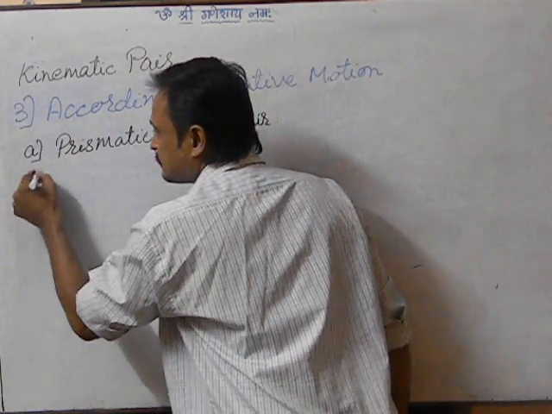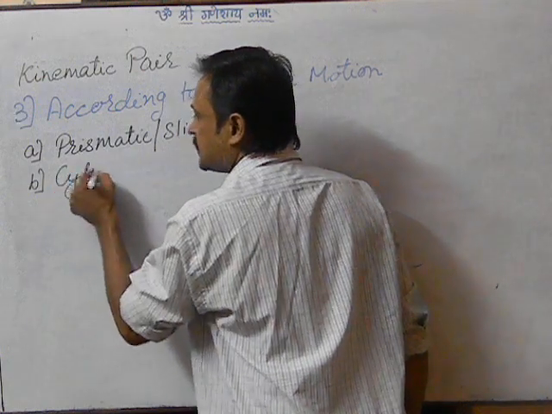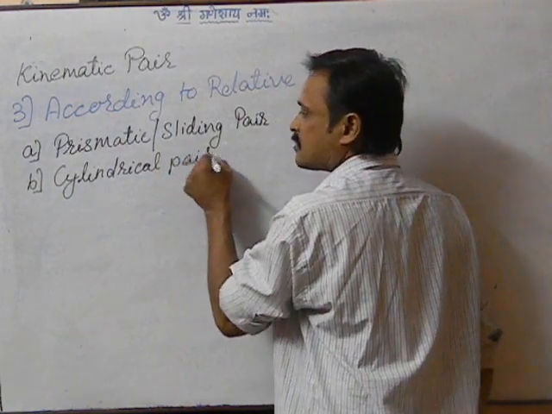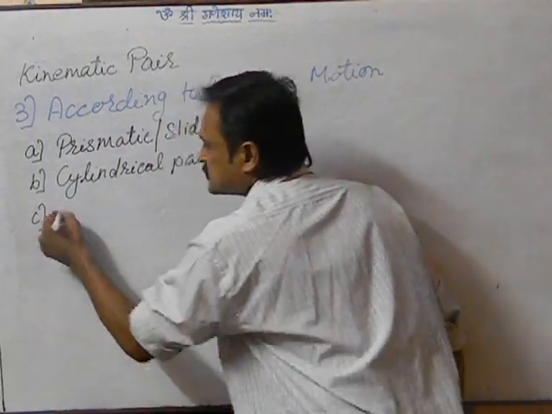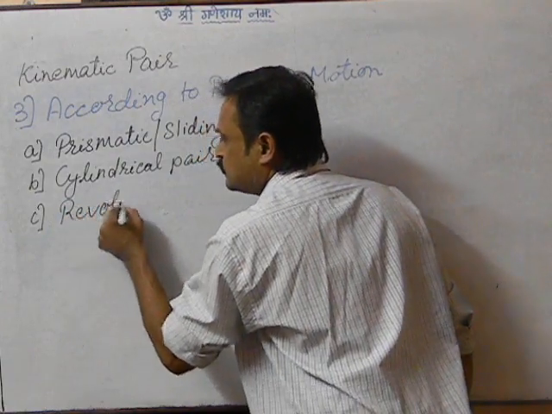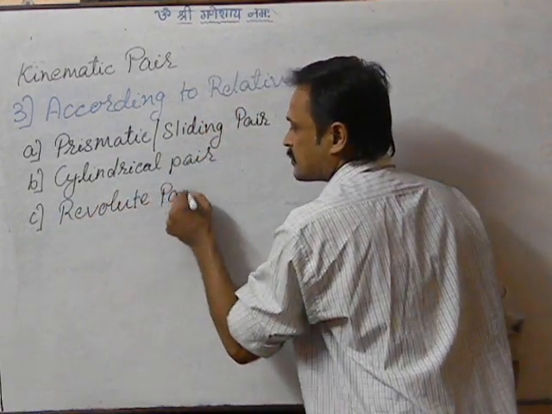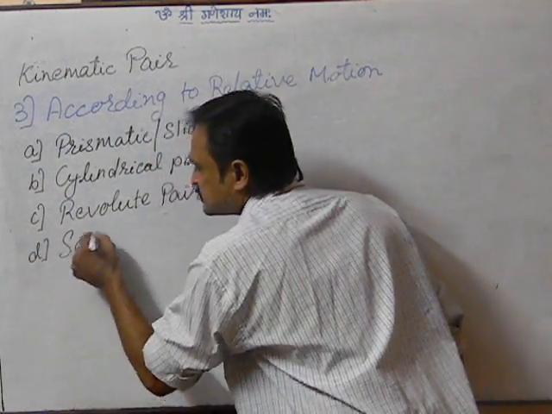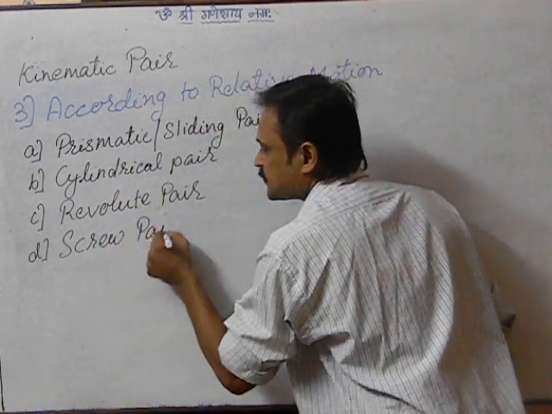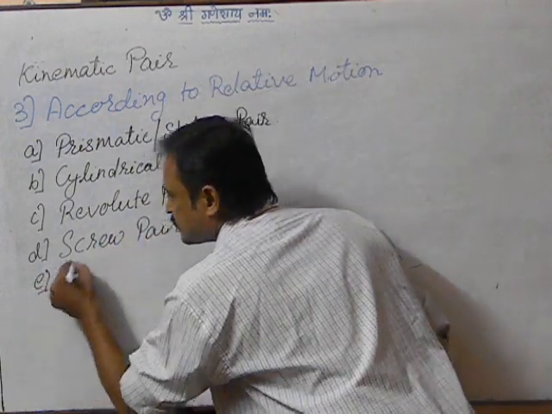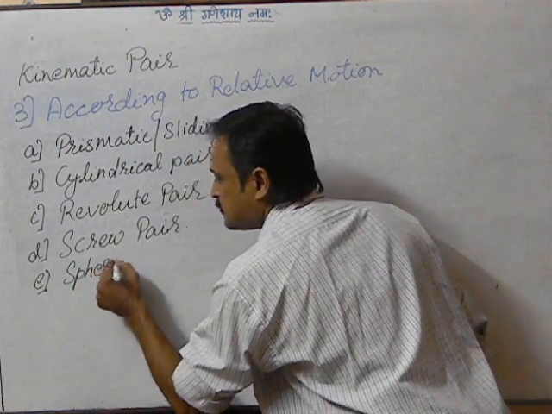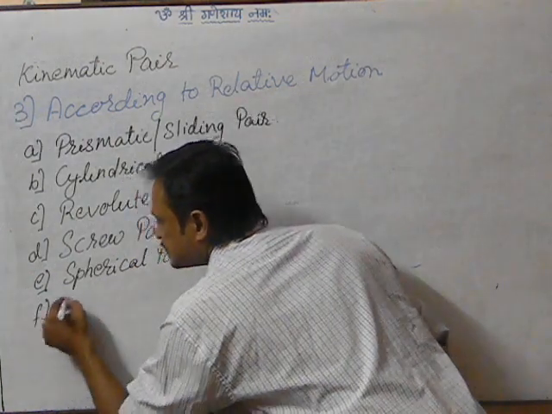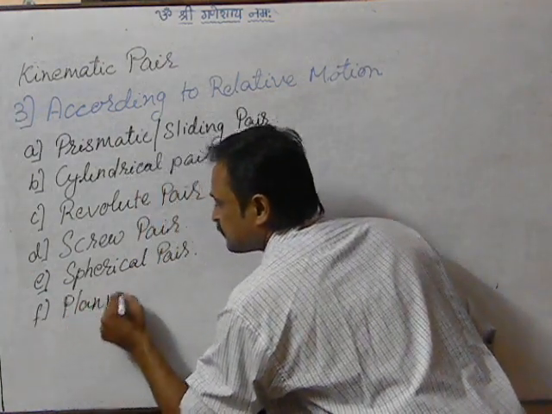The second is cylindrical pair. Third is a revolute pair. Fourth is a screw pair. Fifth, spherical pair, and sixth is a planar pair.